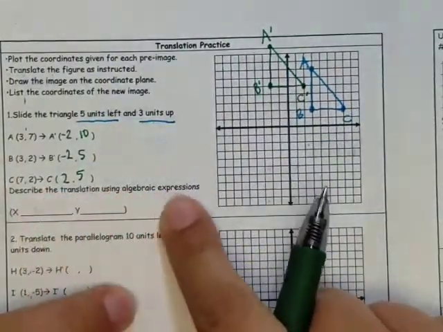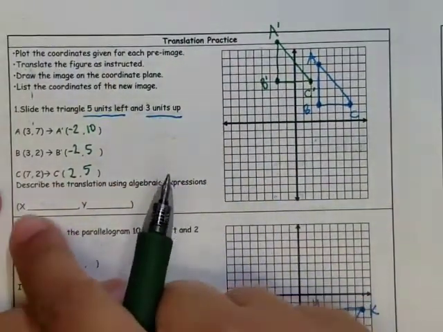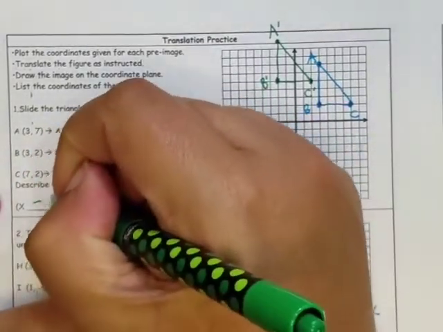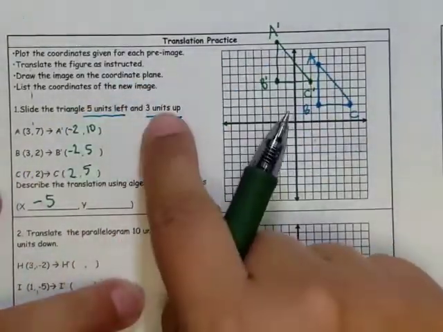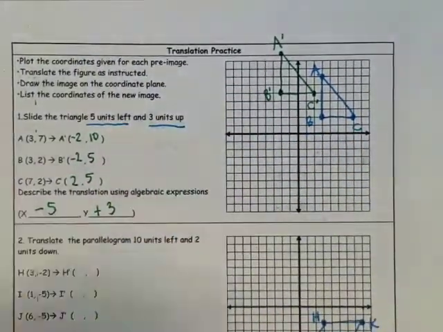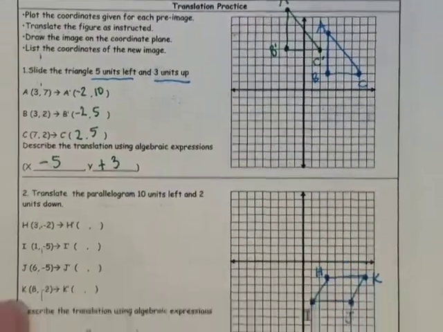Then we want to describe the translation using an algebraic expression. So what did I do to the x? Well, I moved it in the left direction. So this would be x minus 5. And then what did I do to the y? Well, I went 3 units up. So y plus 3. So that's how you show algebraically what you did to the object.